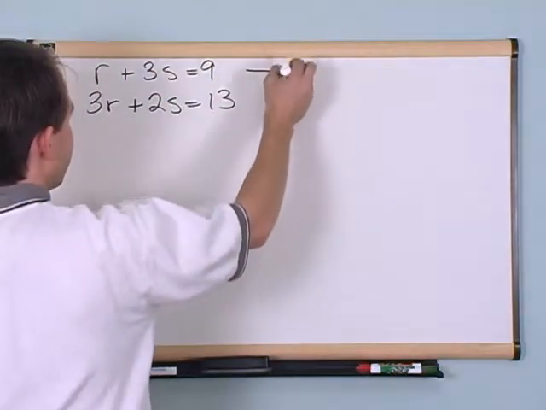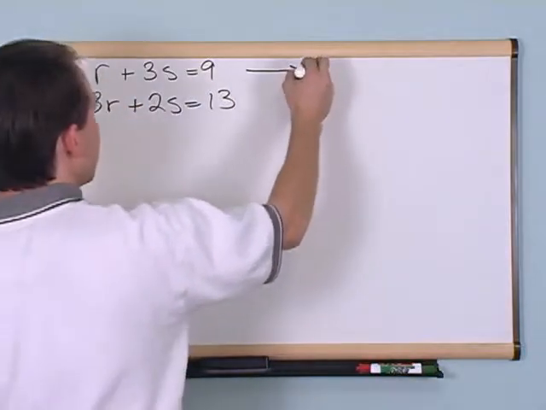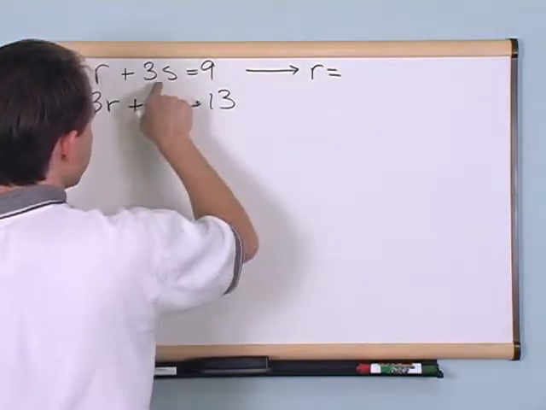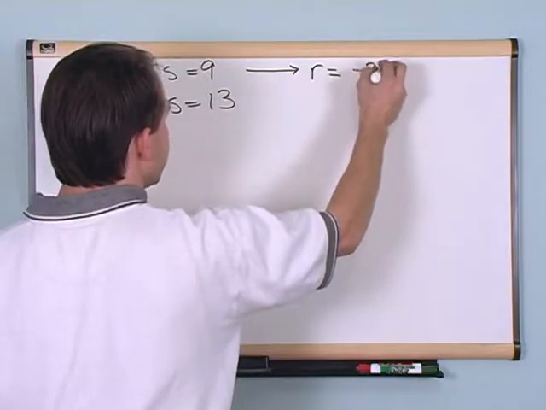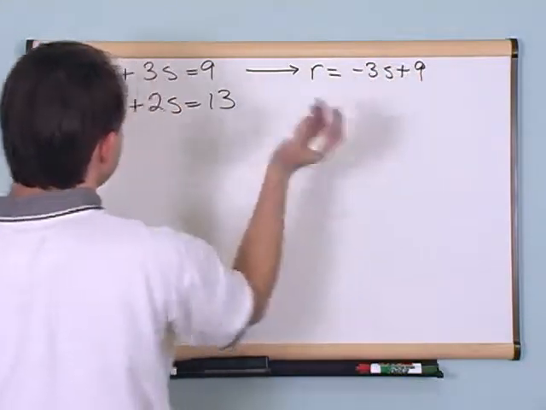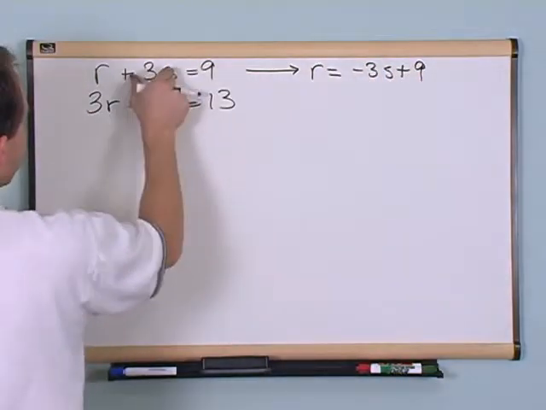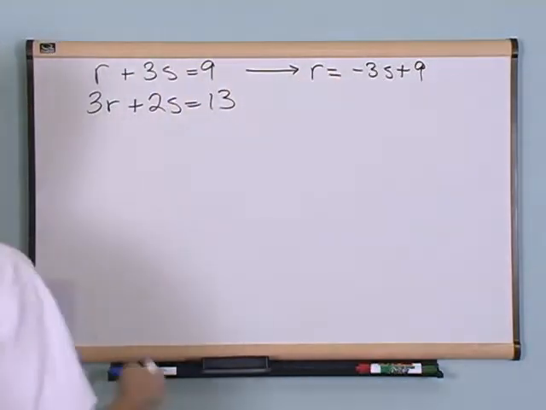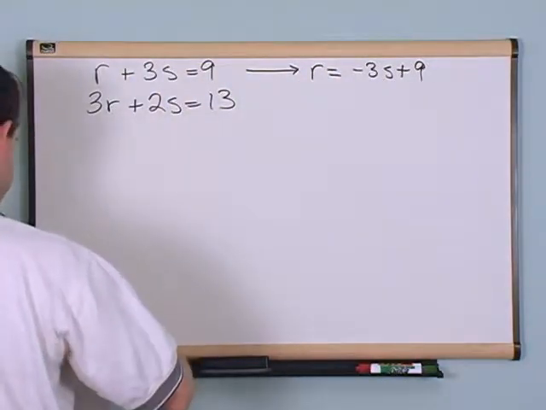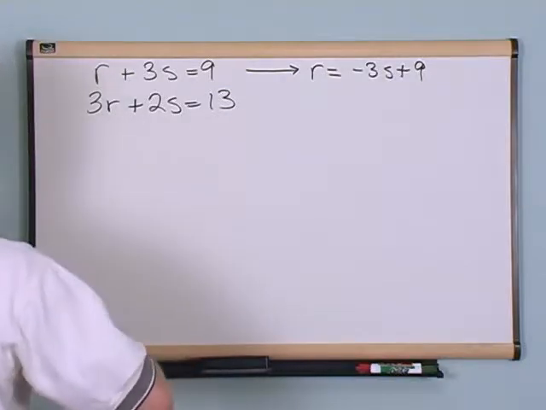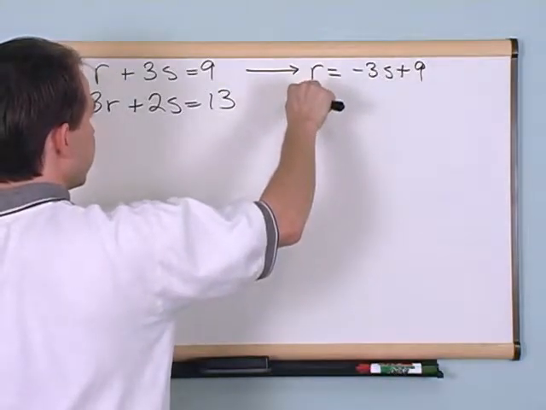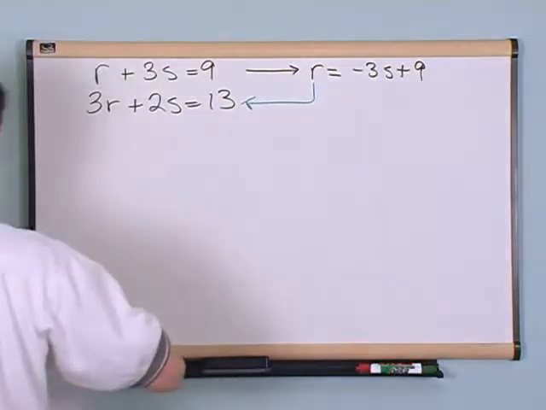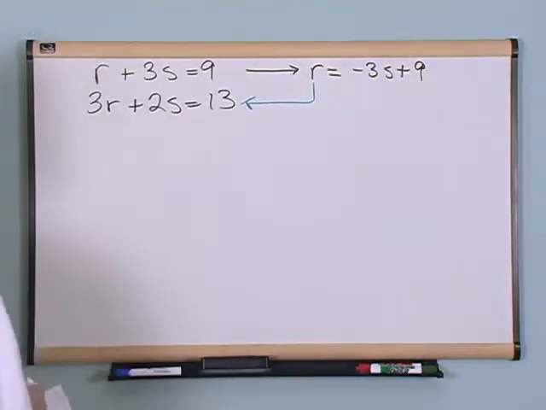So I'm going to take the top equation and solve for r. r is simply, I'm going to move 3s over, negative 3s plus 9. You can see that. You just move the 3s over by subtracting it. It cancels on this side, and you get the negative 3s over there. Next thing I'm going to do is take this r and put it right into that equation.